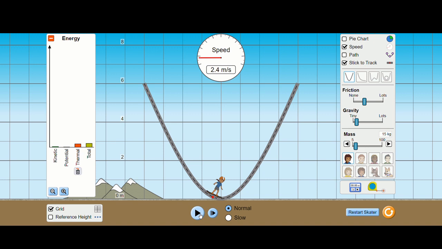So that's how we saw the concept of potential and kinetic energy. We saw what happens when friction is zero. We saw the effects of mass and gravity, and their interconversions, how the thermal energy is getting dissipated, and how the total energy is getting converted into kinetic and potential. Thank you.